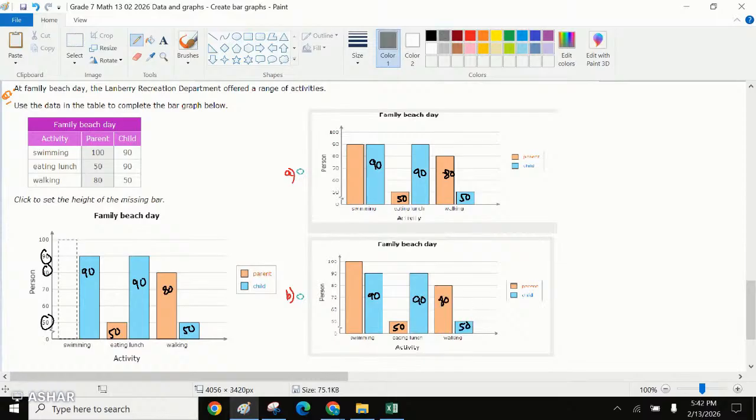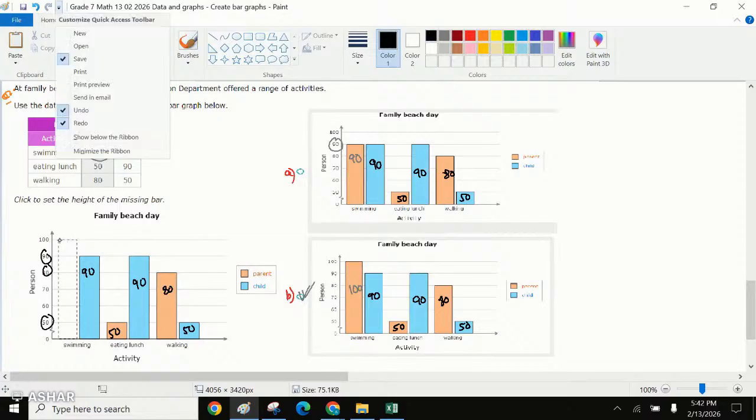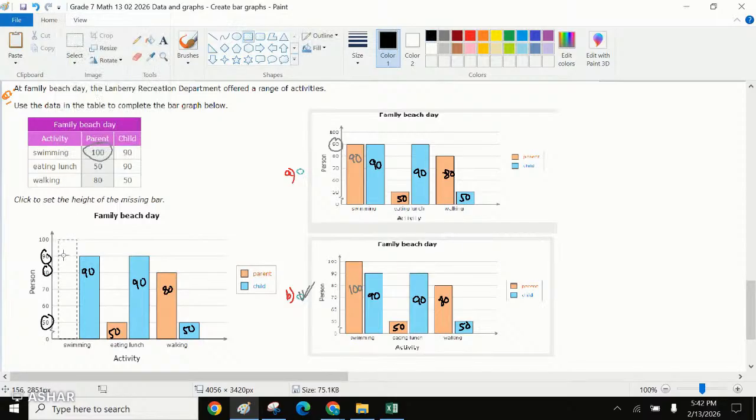For the last bar, there were 100 parents. How many parents does it show? It shows 90. It shows 100. So option B is the correct answer. Why? Because the total number of parents is 100. Agreed? There should be 100 parents. Do we agree on that? So we can simply say option B is the correct answer. Just click on the correct option, okay?